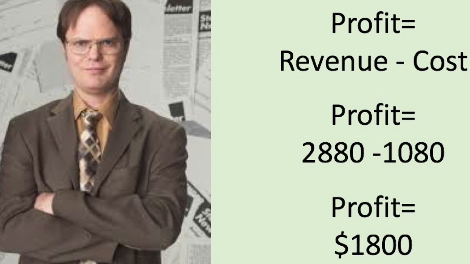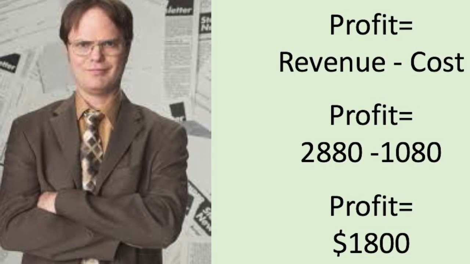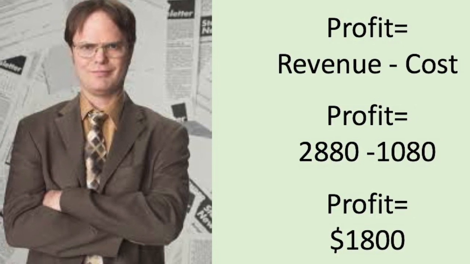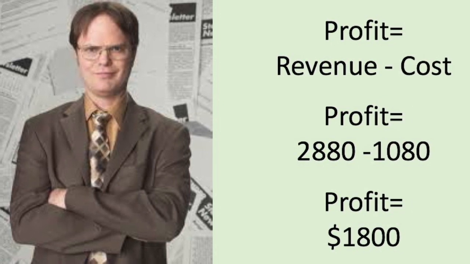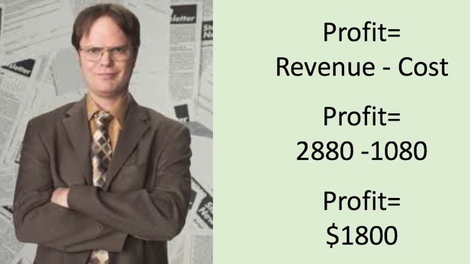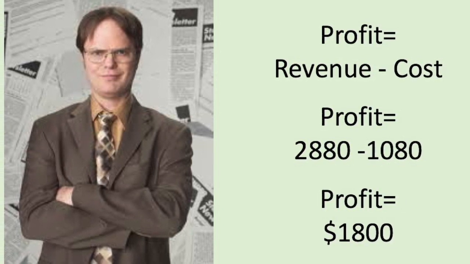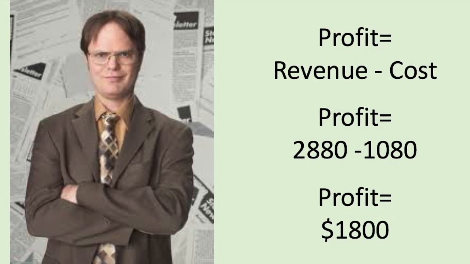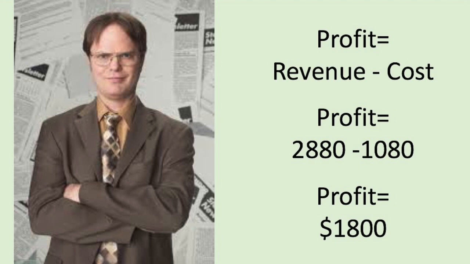Once again, profit is the money a business makes after it pays its production cost. To find the profit Dwight earned after selling the paper, we will apply the equation for profit in which we subtract the amount of money it took to make a product from the amount of money earned from selling the product. So we would subtract the $1,080 it took the company to produce the paper from the $2,880 revenue Dwight earned the company, giving him a profit of $1,800.